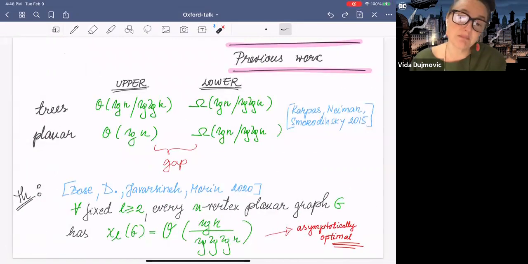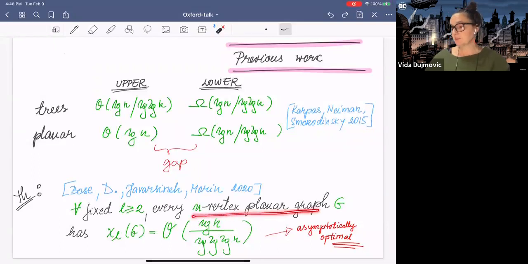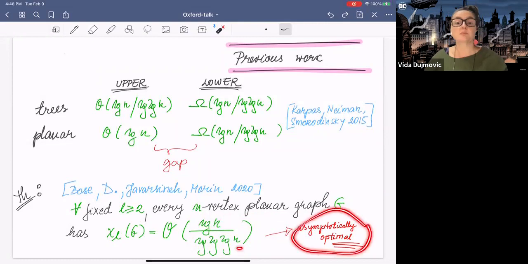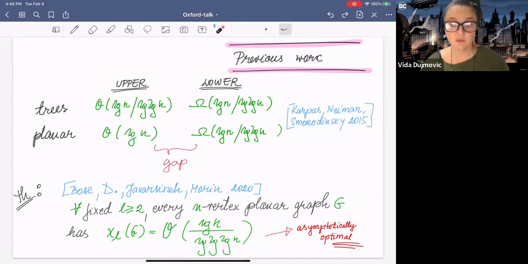I just want to show you this as an application because I thought it was such an interesting bound. And this is a tight bound. So for every L at least 2, so paths of length at least 2, where L is fixed, every n-vertex planar graph has this L-vertex coloring. Again, L is hidden here because it's considered constant. It has a coloring with log n over log log log n colors, and this is asymptotically optimal, so basically for infinitely many n's.